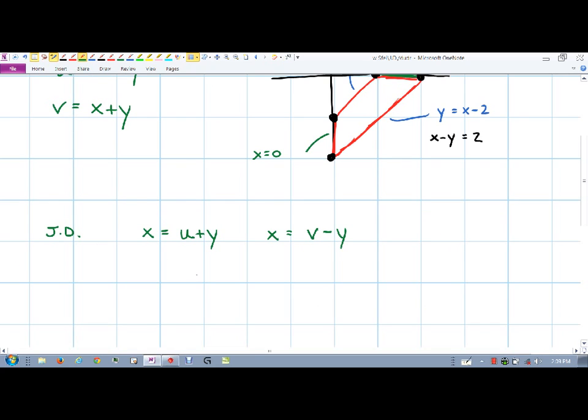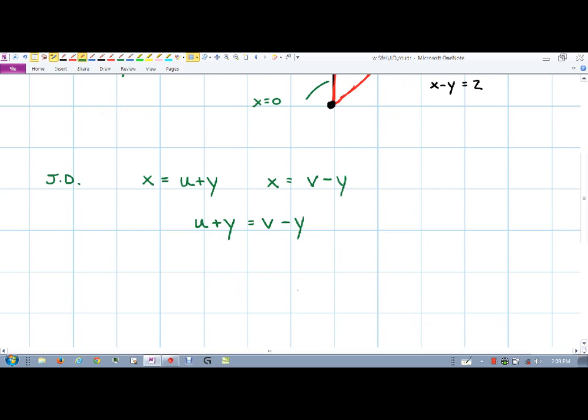So I can set these two equal to each other. u plus y is equal to v minus y, which means that, what? u minus v, let me go the other way with that. 2y is v minus u, and then what should I do to get y by itself? Scale it by half?